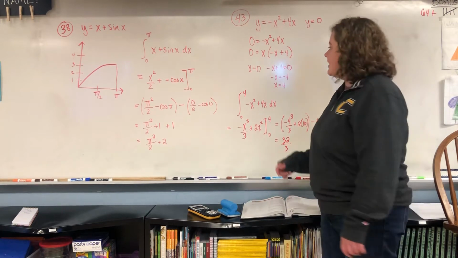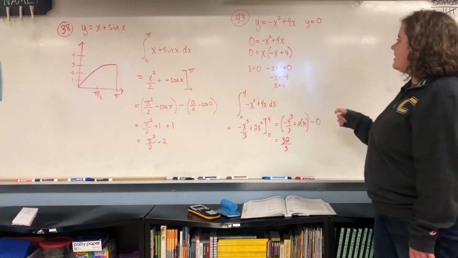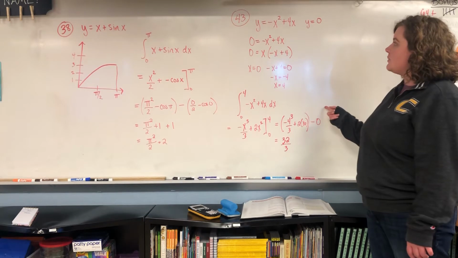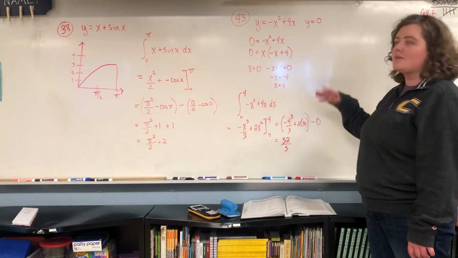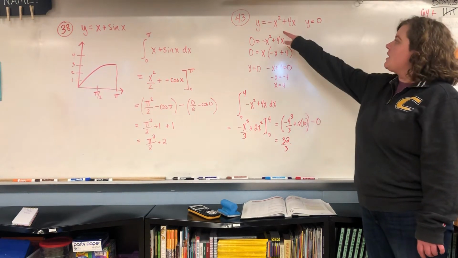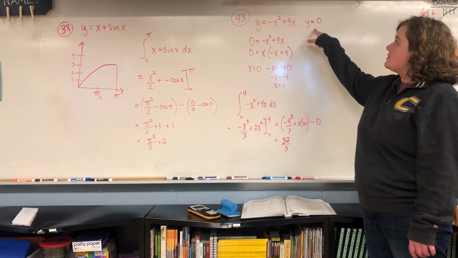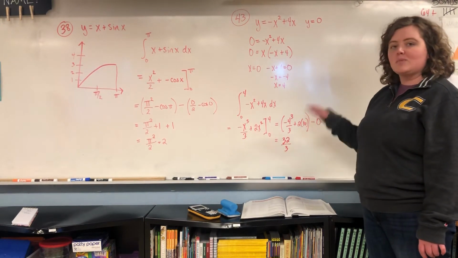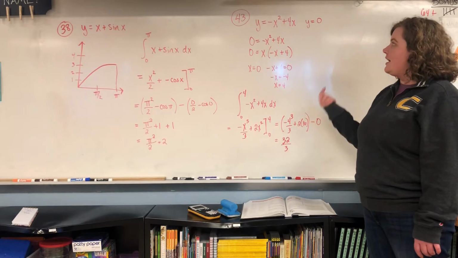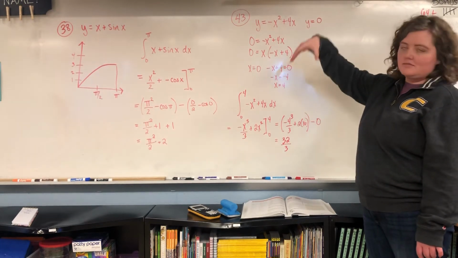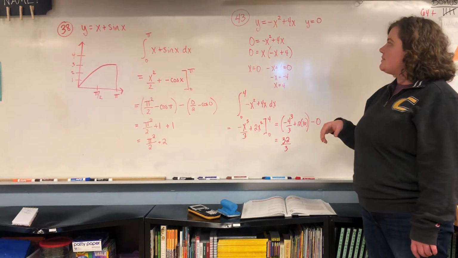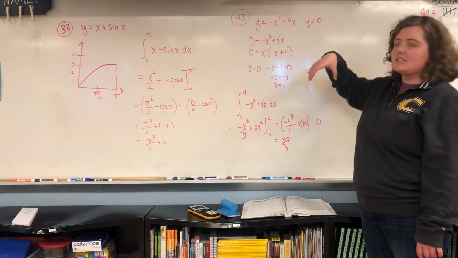Okay? Alright, so with that in mind, on this one, number 43, they want you to find the area bounded by whatever equations it gives you. So we have negative x squared plus 4x and y equals 0. So y equals 0 meaning they just want you to stay above the x-axis. Okay? It's a quadratic and it's negative, so it's going down like this. Okay? So you need to figure out where it's crossing the x-axis.